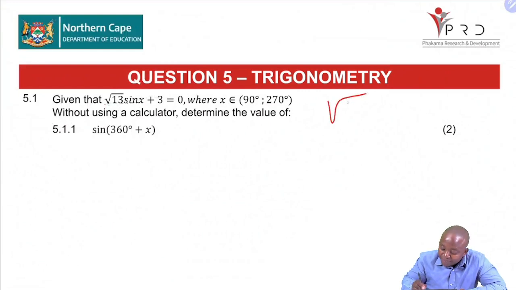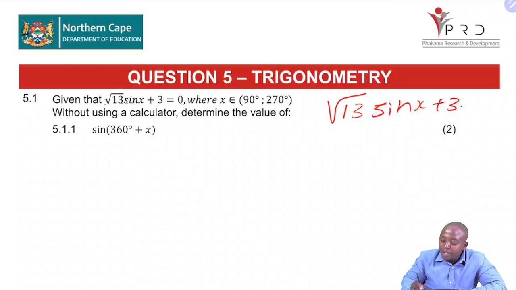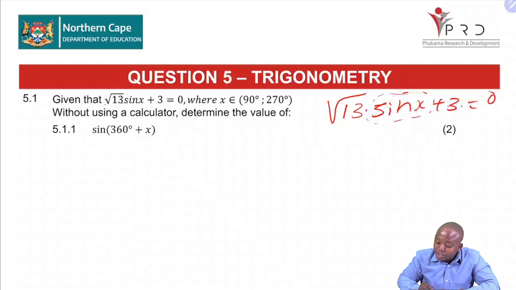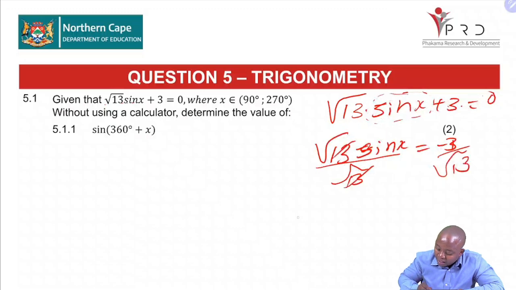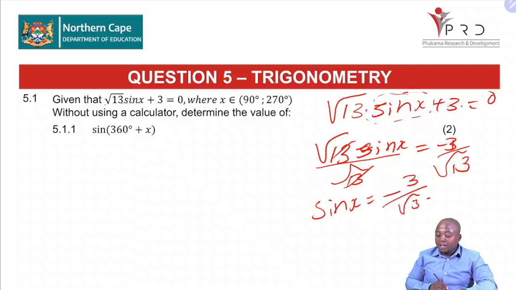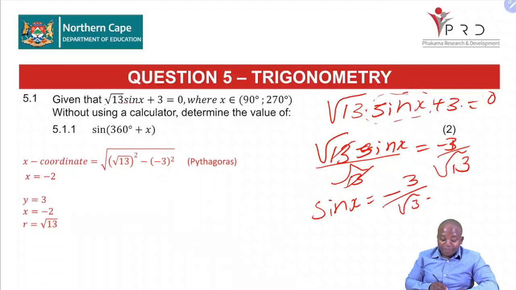We need to analyze this question. So we have root 13 sine x plus 3 equals 0. We need to separate this trig ratio to be on one side. We're going to deal with that 3, so we have root 13 sine x is equal to negative 3. We divide by root 13 so that we can have the trig ratio separated alone. Then sine x becomes negative 3 over root 13. Now, what do we do from here?